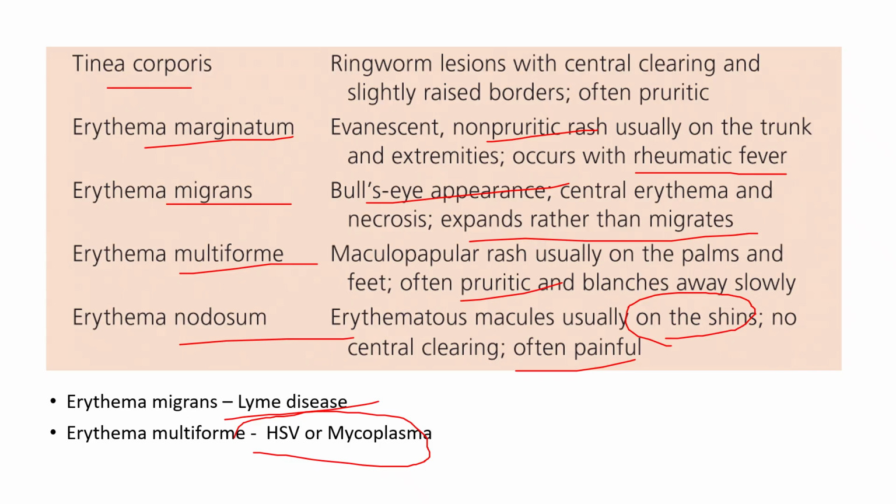Again, over the shin, you have another lesion called pyoderma gangrenosum, which can be associated with inflammatory bowel disease, but just like in the term pyoderma, there is pus, there is an ulceration. It's not just an erythematous lesion. Okay, so erythema marginatum with rheumatic fever, migrans with Lyme disease, multiforme with mycoplasma, and nodosum with sarcoidosis or IBD. So those are the different erythemas. Also remember pyoderma gangrenosum, that is again distributed over the shin.